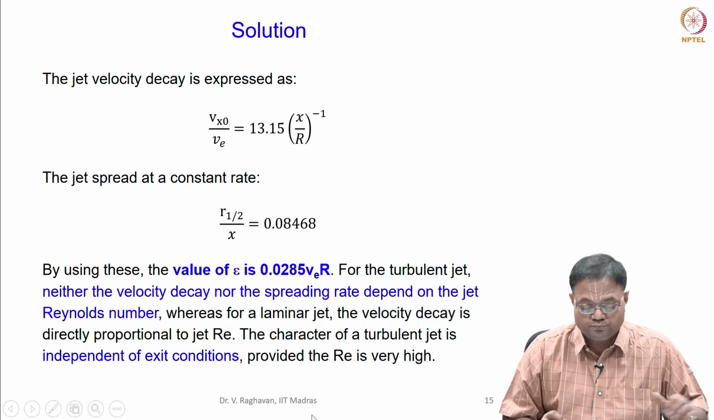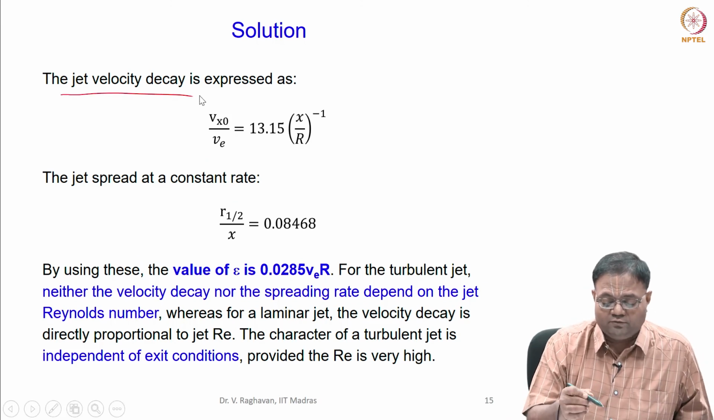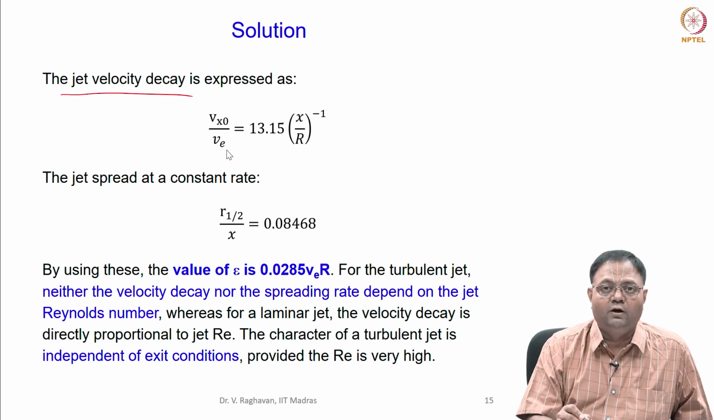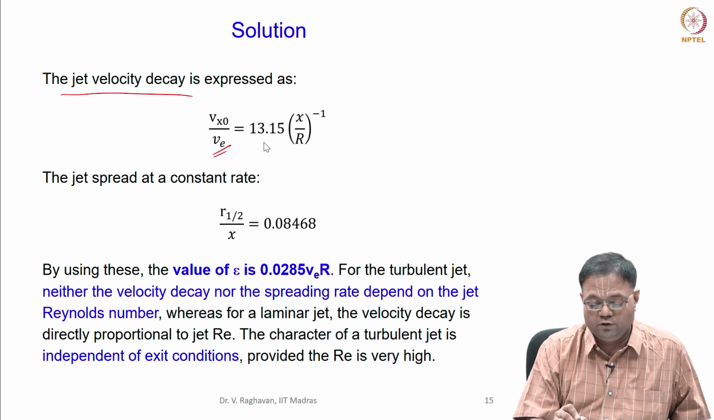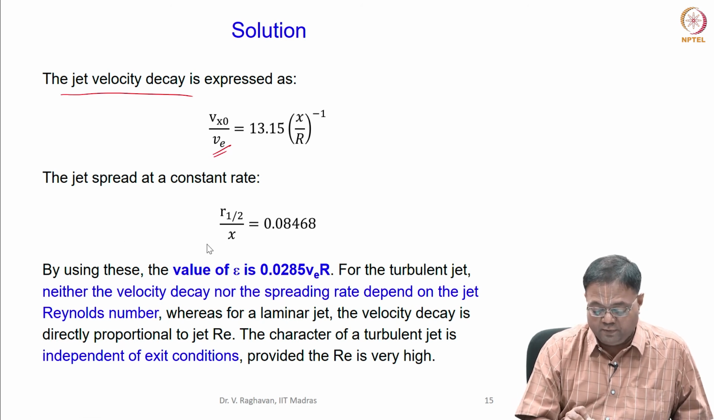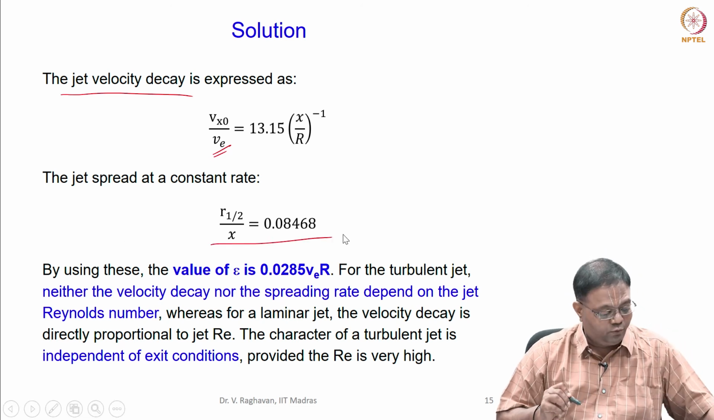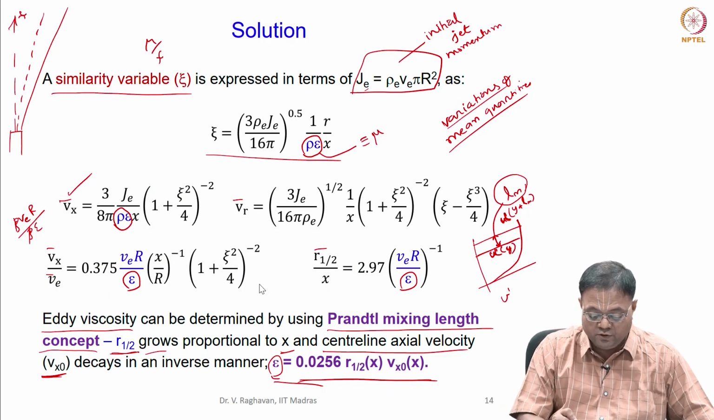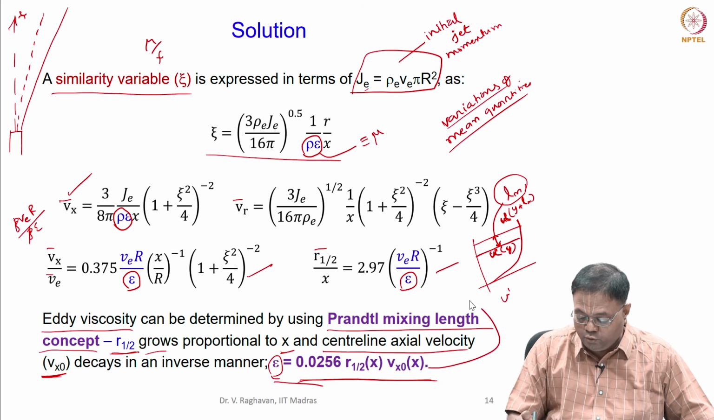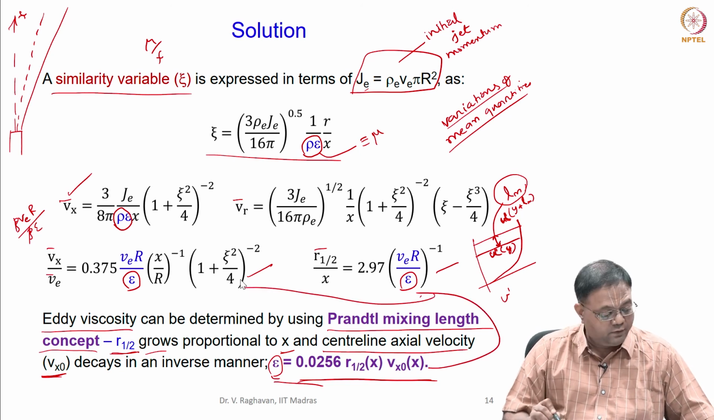Okay. Now let us try to write this. The velocity decay, you can see that Vx0 normalized by the jet exit velocity Ve is equal to 13.15 times x by r to the power minus 1. Similarly, the jet spread rate is a constant, R half by x. When you substitute this epsilon value in these equations, you get these two.